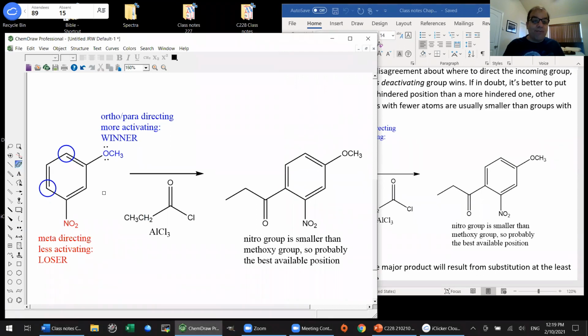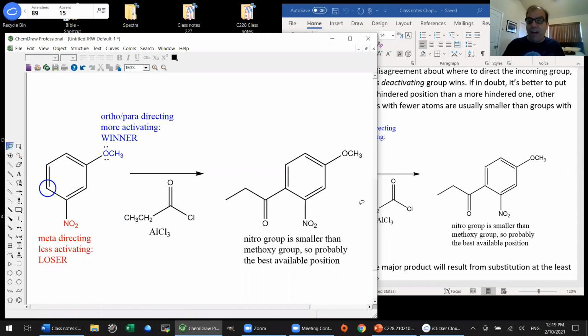So methoxy is 1, 2, 3, 4, 5 atoms. And nitro is 3 atoms. So we're going to want to put it next to the smaller group, the one that has fewer atoms in it. And so if you ask me what the major product would be, that would be what I would put. And I would be pretty confident that that's the right answer. And you might get some other products as well in the product mixture, but I would bet that that's the major product.